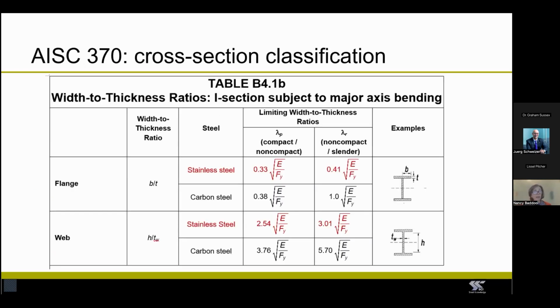Here's a table from AISC 370, just showing the difference you might expect for cross-section classification. So in red, I'm showing the limits for stainless steel, which are slightly lower than the limits for carbon steel.